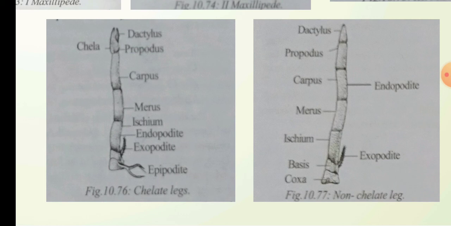Here the epipodite is present in all 3 chelate legs, and it will be in the shape of a Y. They are used for respiration.